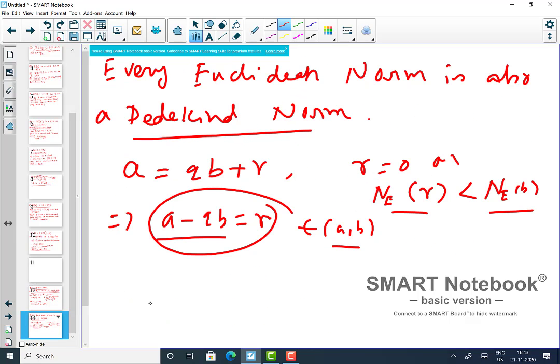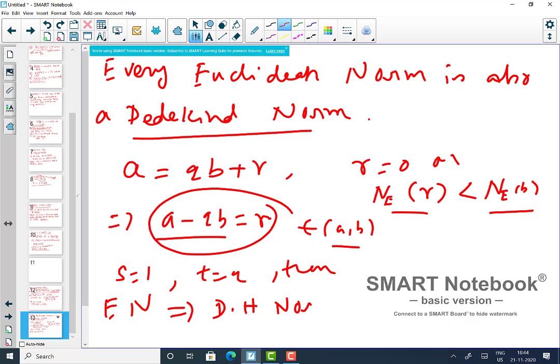So then you choose S equal to 1 and T equal to Q. Then the Euclidean norm implies the Dedekind norm. Okay. So what does that mean? That means that Dedekind norms are weaker than the Euclidean norm. Okay.